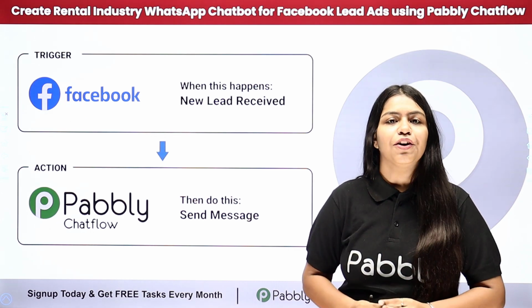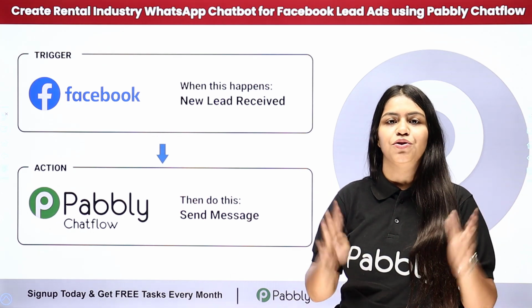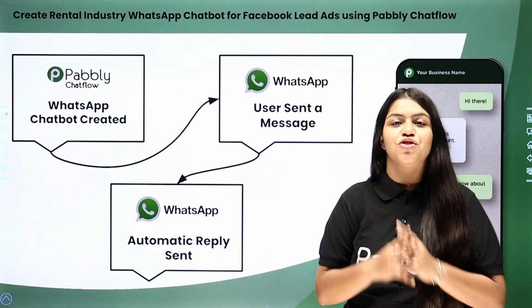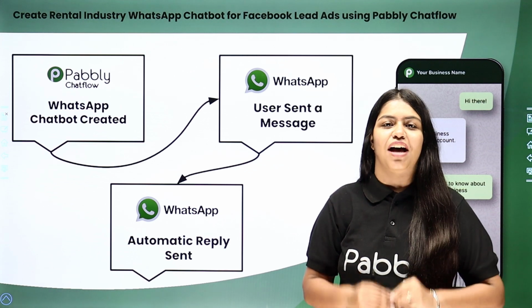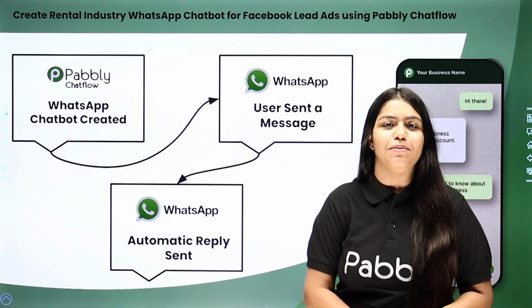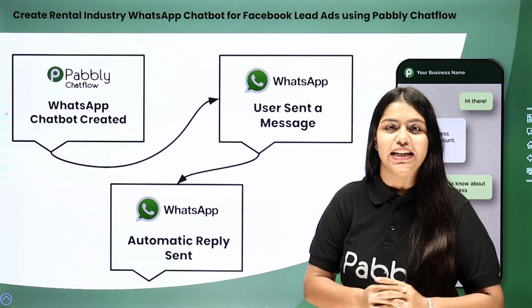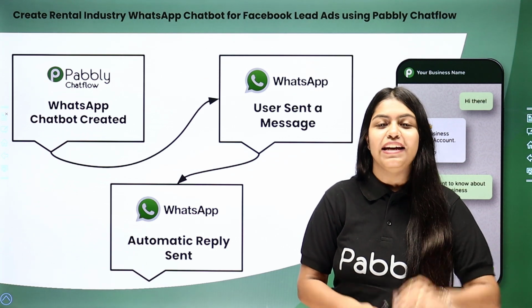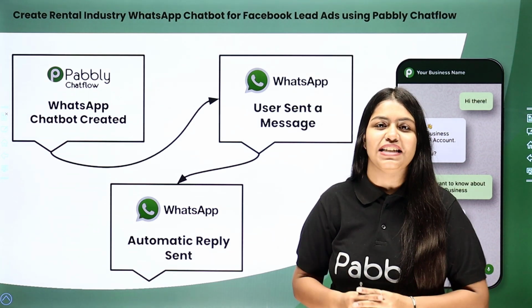And further, when they reply to that WhatsApp message, we are going to create a chatbot. And to create this WhatsApp chatbot, we are going to use Pabbly Chatflow only, so that as soon as my lead responds to the message which we send with the help of Pabbly Connect, automatically my chatbot is going to respond to them, like sending them the brochure and the pricing details.